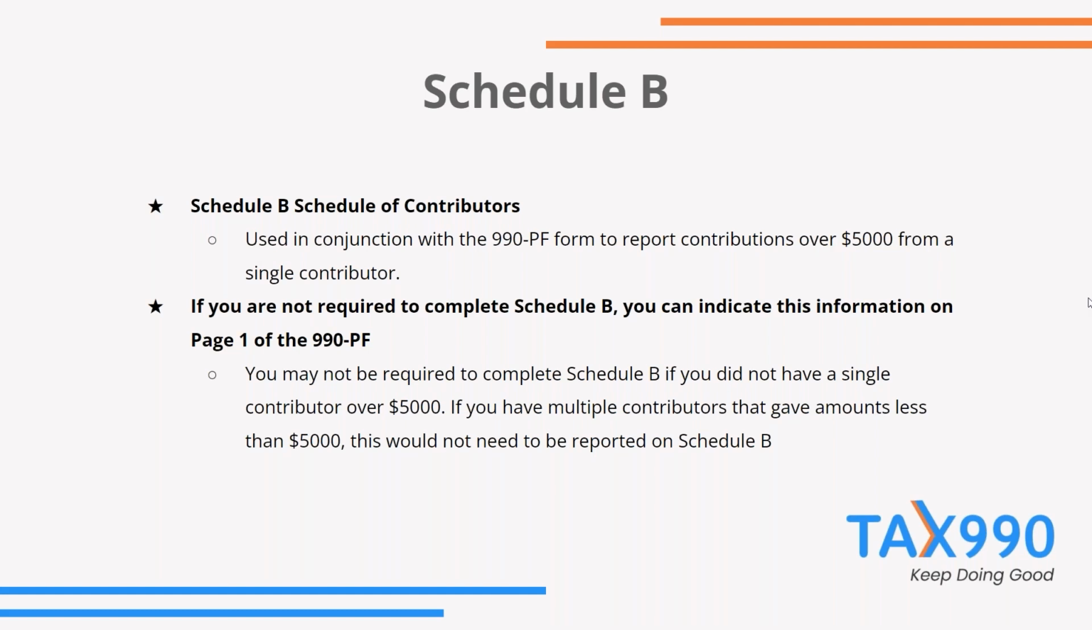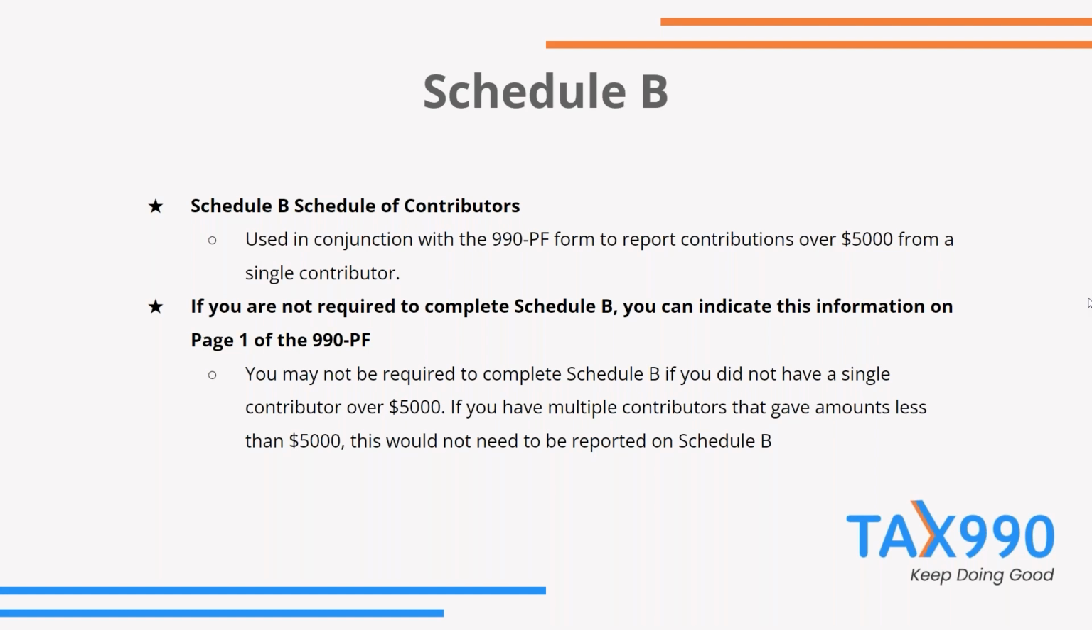So Schedule B is used in conjunction with the 990 PF form to report contributions over $5,000 from a single contributor. If you're not required to complete Schedule B, you can indicate this information on page 1 of the 990 PF. You may not be required to complete Schedule B if you didn't have a single contributor that gave over $5,000. So if you have multiple contributors that gave amounts less than $5,000, this would not be reported on Schedule B. If you have multiple contributors who gave $5,000 or more, you can list each individual contributor on Schedule B.